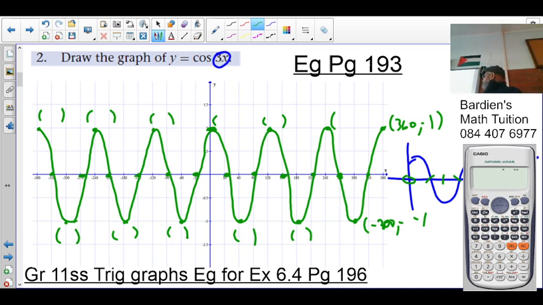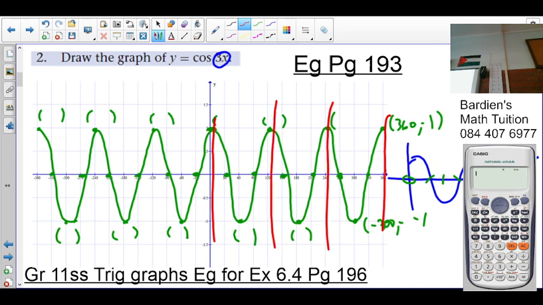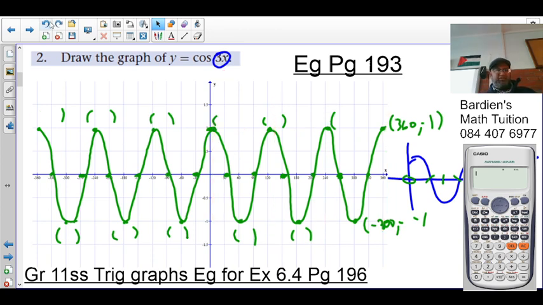You guys understand? So what do you notice? That from 0 to 360, how many cycles are in this? 1, 2, 3 cycles in 360 degrees. Can you see that? Hence it is a 3 cos graph. Okay? So let's look at the domain, range and those things on this graph quickly.